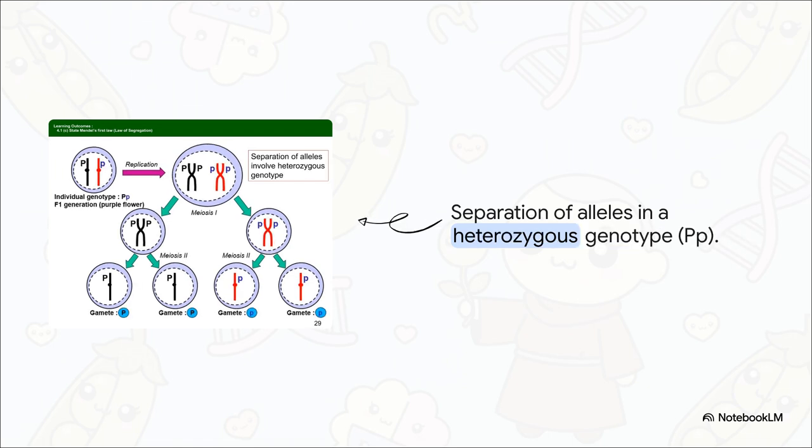Now, what's really fascinating here is what happens when the individual isn't purebred. Look at this heterozygous genotype. This is an F1 generation purple flower, and it's carrying one dominant capital P and one recessive lowercase p. The crazy thing is, even when we mix a dominant and a recessive allele, the cellular machinery still segregates them flawlessly into a 50-50 split. Half the resulting gametes get the capital P, and half get the lowercase p. No exceptions. The rule is totally unbreakable.